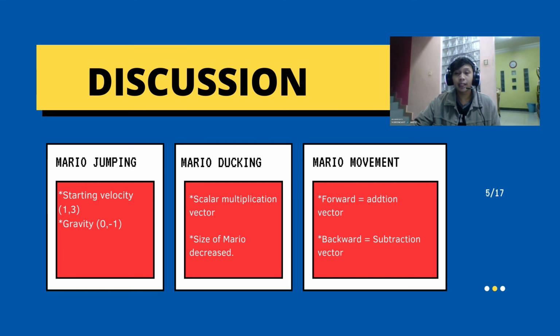Next is Mario ducking. We implemented scalar multiplication of a vector in this problem statement. The hitbox corner coordinates will change, so the size of Mario will decrease. Lastly, we use vector addition as he moves forward and vector subtraction as he moves backward.